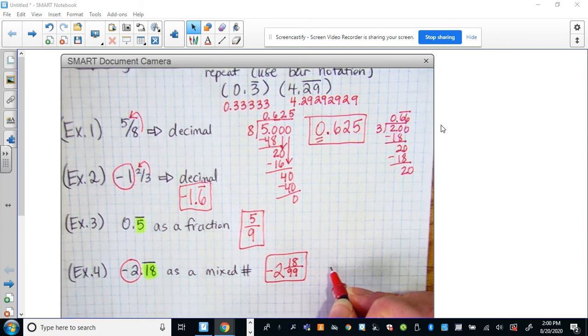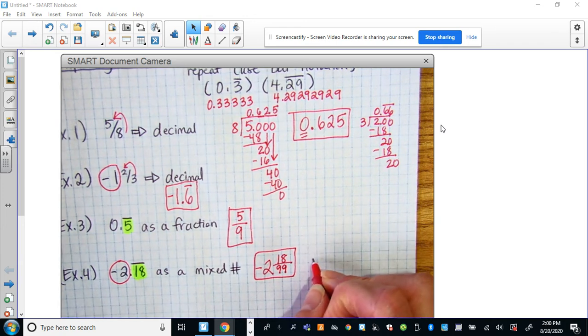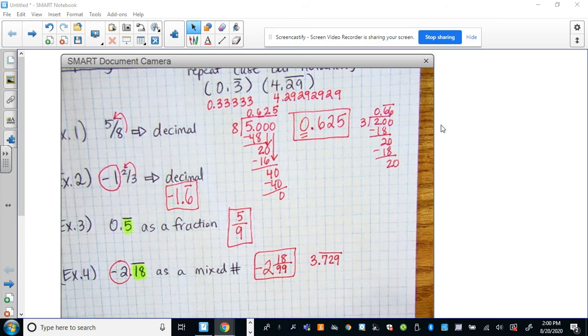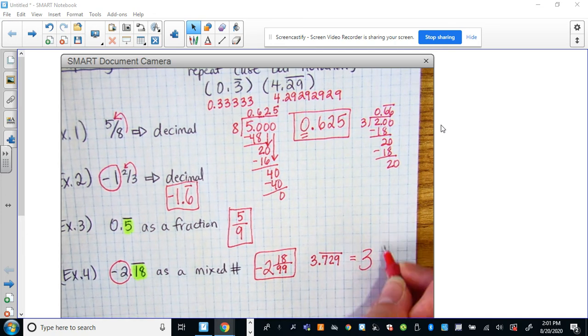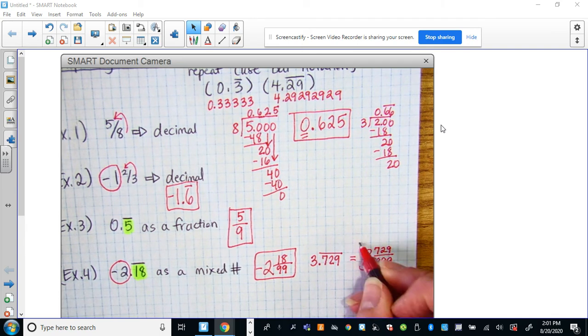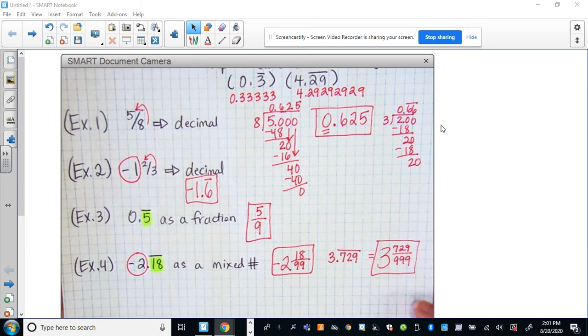Same thing would happen, just for an extra example, if you had 3.729 and you had a bar over the 729, then you should probably be able to guess that our 3 is our whole number. The 729, everything that's under this bar is your numerator, and then that many 9s are under it. Now, sometimes those can be reduced, but most of the time it's okay to leave it as that many 9s. So I hope this helps with looking at fractions to decimals and then types of decimals, your terminating, and then your repeating.